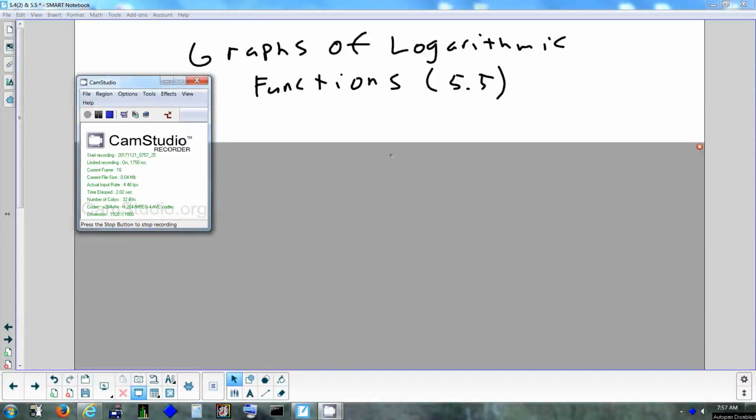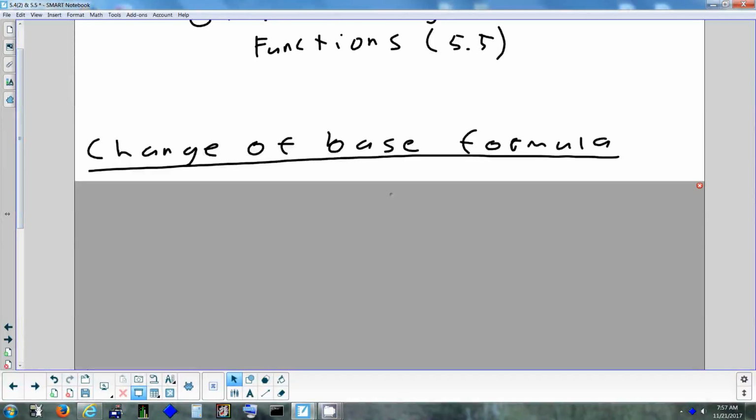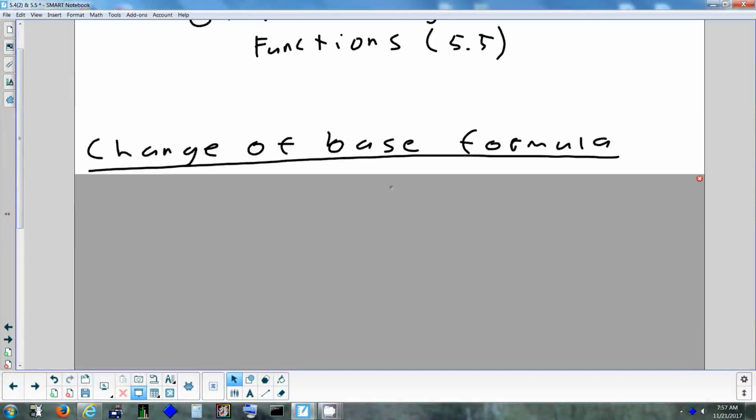Okay, so last section for this week is section 5.5, and this will also finish up chapter 5 for us. So the first thing they mentioned is the change of base formula. We already kind of went through it yesterday. We didn't need it, but we were doing a problem where it applied perfectly, so that's why I showed it to you.